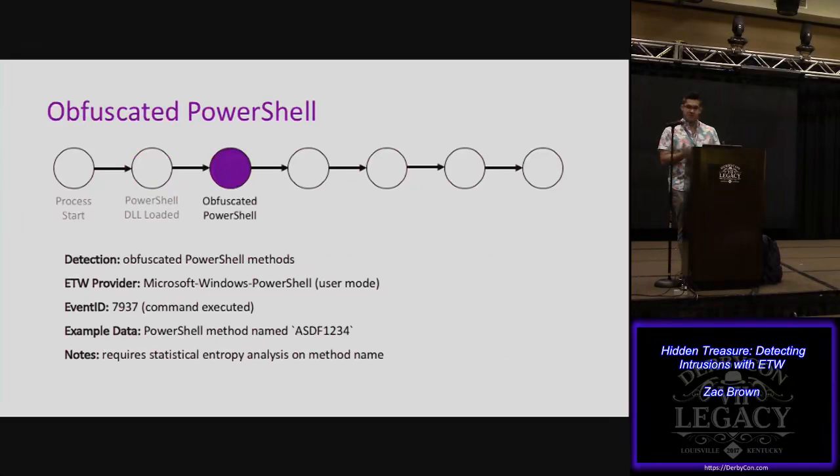Then we get to obfuscated PowerShell. After loading the PowerShell runtime, it's only logical that bad.exe executes some PowerShell. In this case, we saw bad.exe execute some gibberish-looking method names like ASDF1234. We can use a couple of statistical methods to identify strings that look like gibberish or non-English strings. And 2 examples of that are Shannon entropy and bigram analysis. Shannon entropy will tell you how random a string looks, and bigram analysis tells you how English-looking a word might be. Well, actually, bigram analysis can be generalized to other languages as well. It just happens that English is what we're using here.